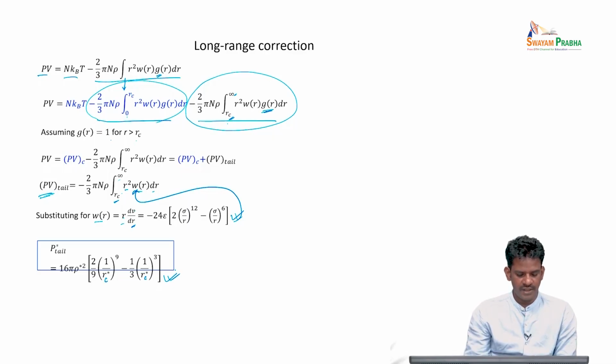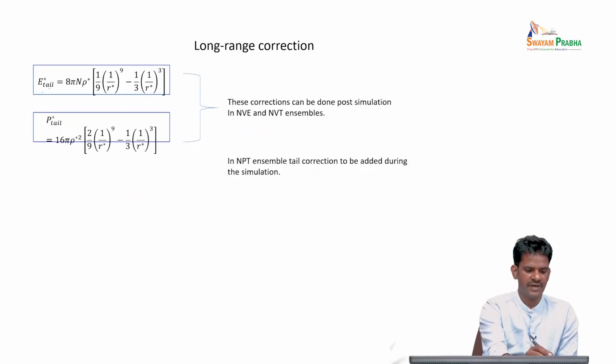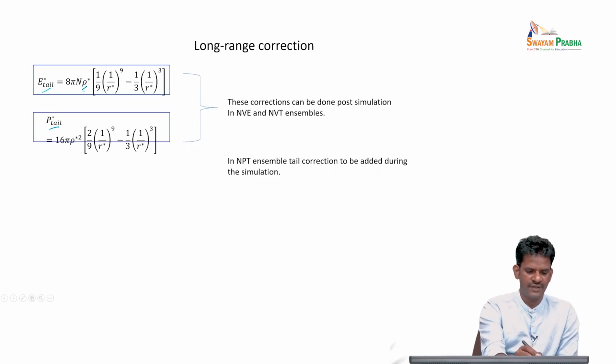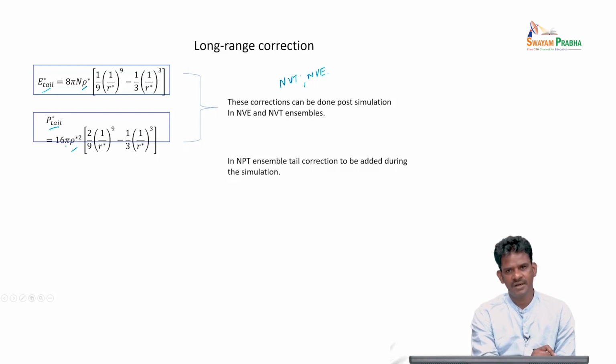So this becomes a constant quantity that can be added at the end of the simulations. This is the pressure calculated in the simulation, and this is the pressure that we add as a long range correction. One important thing to remember is that the correction for energy and pressure comes as a function of density, and the density is constant in NVT simulations or even NVE simulations. So we can calculate these things post simulation and add them up as a correction.